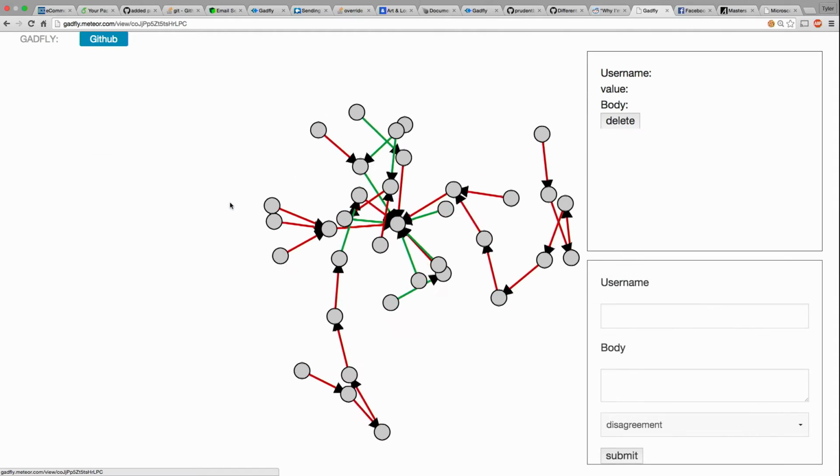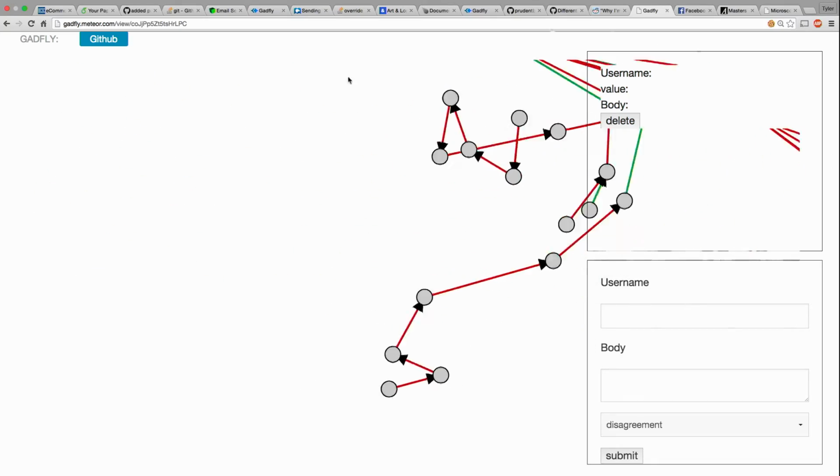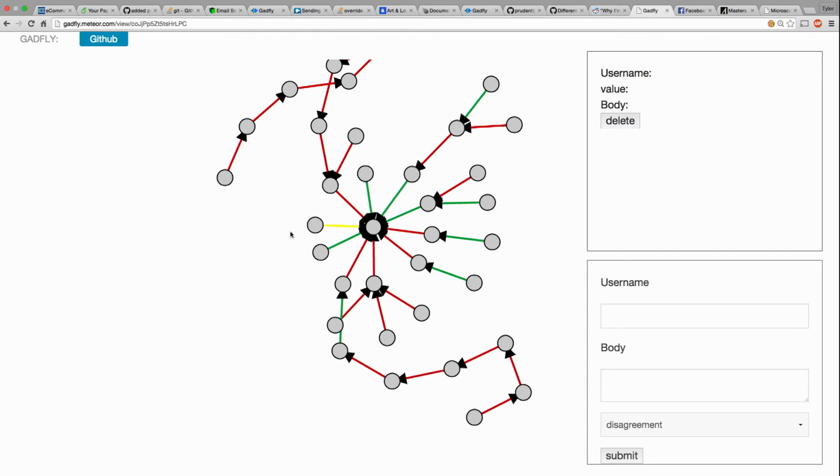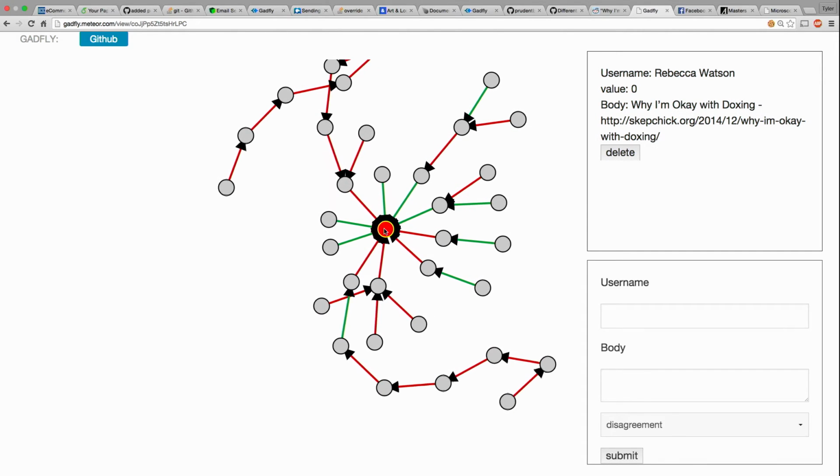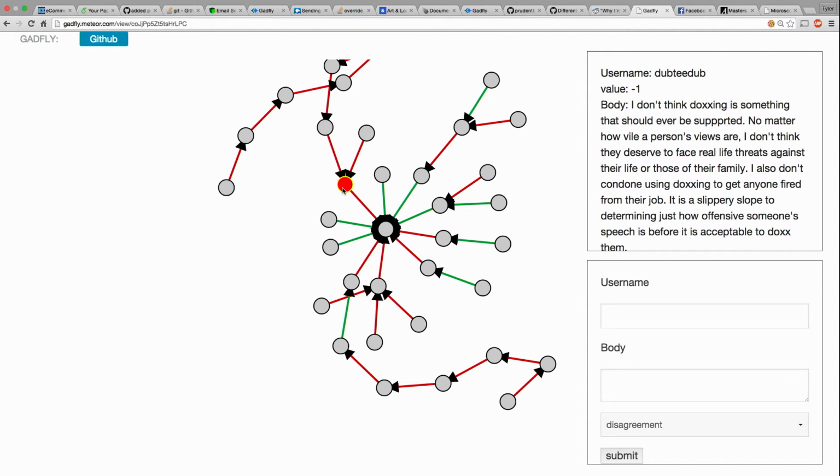Here's an example. I've got this cool force-directed graph, D3 stuff. This is a thread on Reddit about doxing by Rebecca Watson, who, if you don't know, is like this Gamergate person. I've thought a lot about this project, and there's a whole lot I could do with this, but the very simplified version that I have to show you today is a simple thing where every interaction that you do is either an agreement or disagreement, and agreements apply to the thing they refer to positively, and disagreements apply to it negatively.